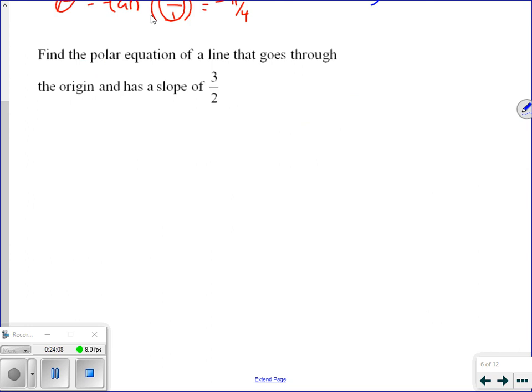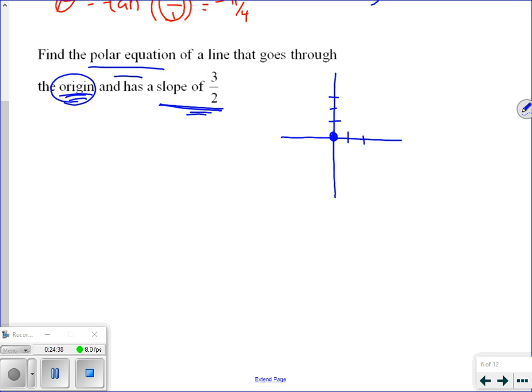It says, find the polar equation of the line that goes through the origin and has a slope of 3/2. Okay, so let's draw that out real quick. The origin is right here. It's going to go through the origin, and it has a slope of 3/2. So that means that we're going up 3 and over 2. So it looks something like this.